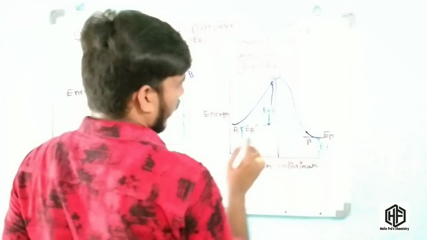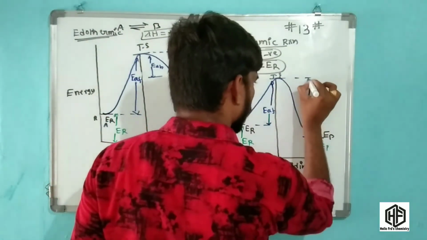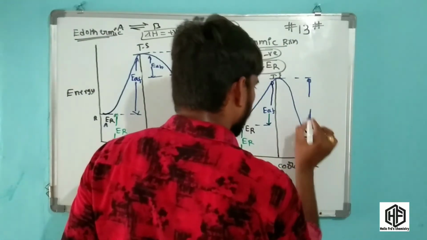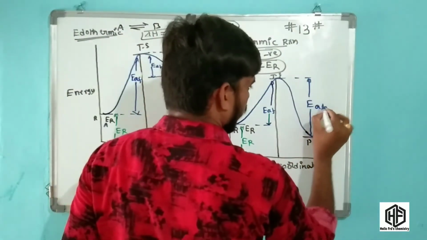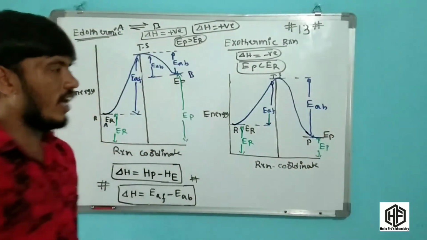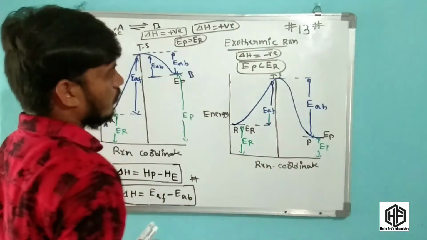But in the backward direction, the activation energy is like this. This is the backward direction energy. This activation energy is EAB. This is the activation energy of the backward direction. This is the activation energy of the forward direction. This is the exothermic reaction.